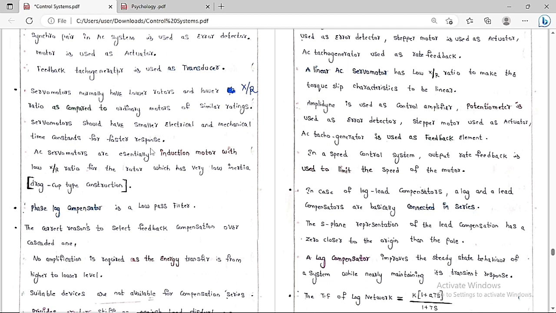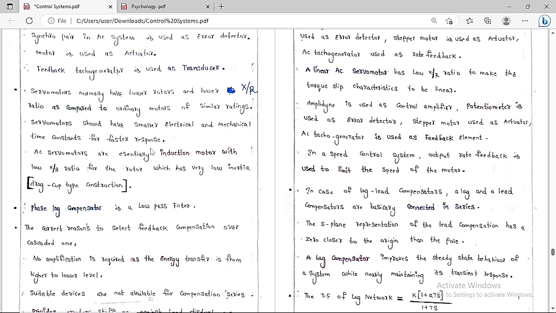So we can say that when the electrical and mechanical time constants of a servo motor are smaller, you are going to have a faster response. I already told you, for a servo motor, if you want a very fast response, you should have smaller time constants, electrical as well as mechanical. As the time constants are less, the rise time is also less, so the speed of response is very fast. Finally, servo motors should have smaller electrical and mechanical time constants to have the faster response.